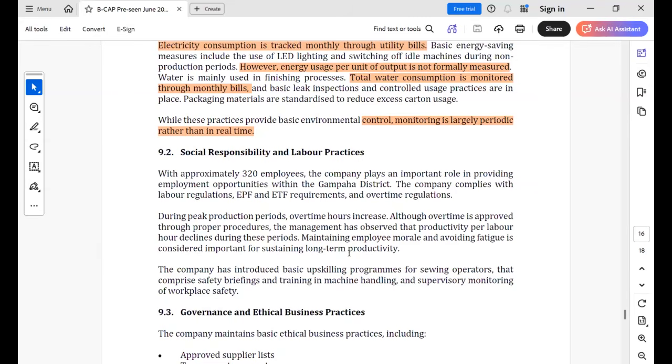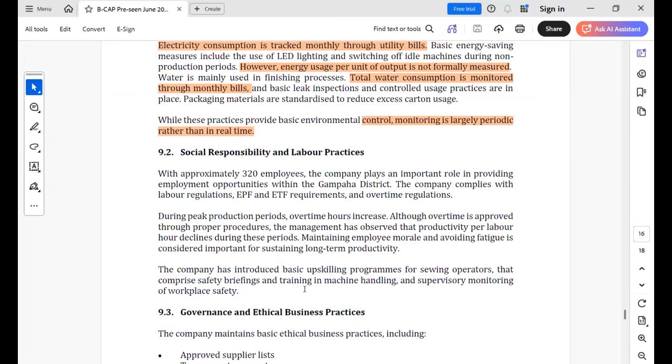Maintaining employee morale and avoiding fatigue is considered important for sustaining long-term productivity. That's true. There must be continuous workshops. There are no workshops, no motivational program, right? And also you can implement some rewarding scheme. There is none: best employee, best shift, right? And best department, right? Likewise, the motivational program always has to happen. That is not there in the company.